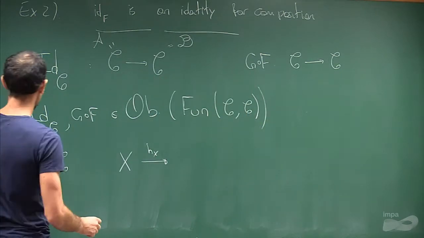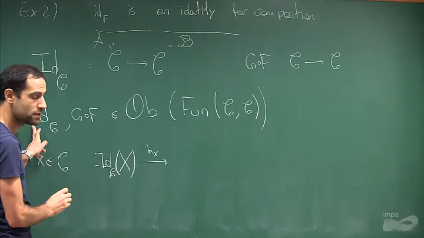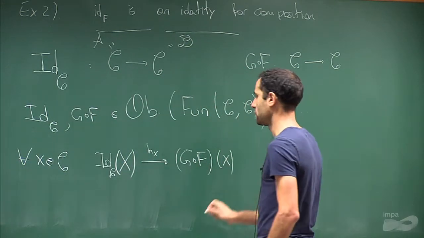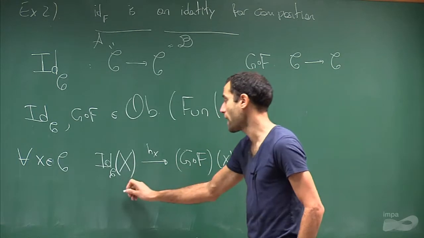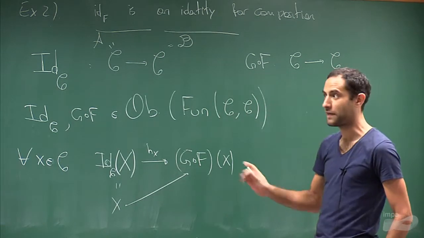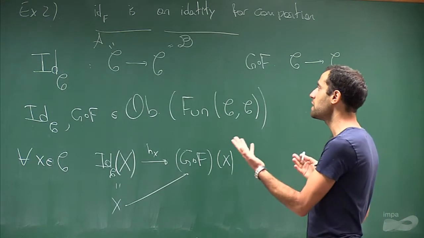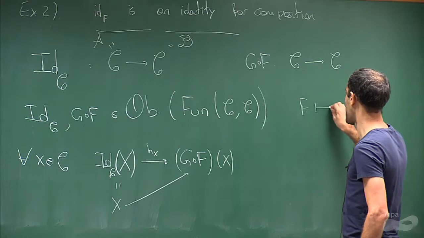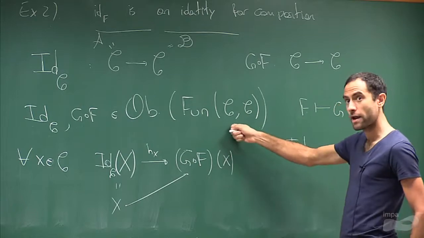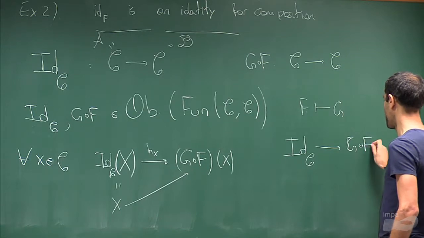I need to give you a map from this functor, which is the identity of C applied to X, to this functor, which is G composed with F applied to X. And the identity of C applied to X, this is just X. Right? So I need to give you this map. And that's what the adjunction gave me. So whenever we have F left adjoint to G, we've obtained a morphism in this category between this functor and G composed with F.